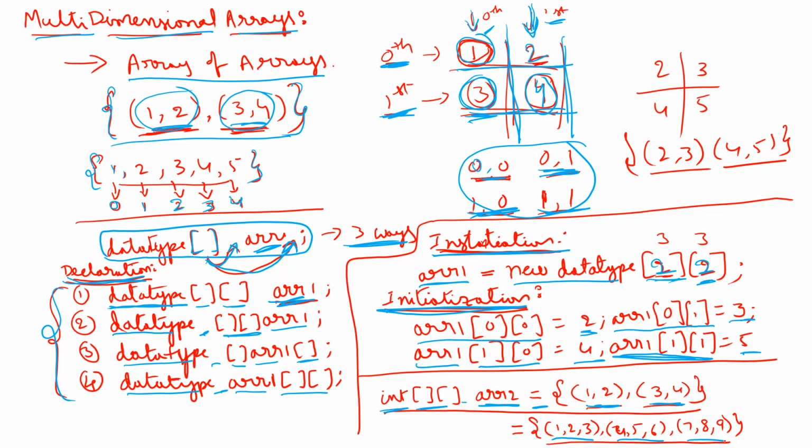Let's see an example on this one. We will create a multidimensional array which is a 3 by 3 multidimensional array, and then we will loop over that multidimensional array and we will print the values of the array. So let us see that example.